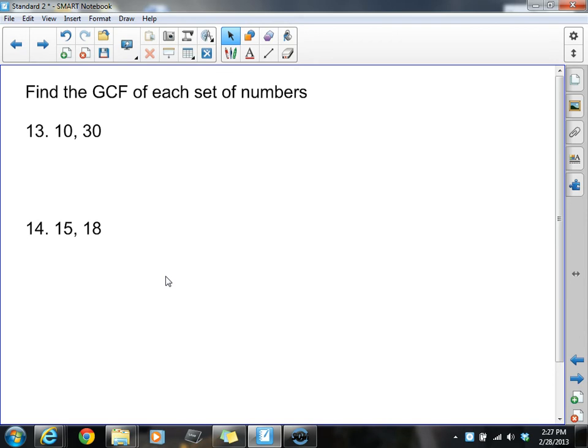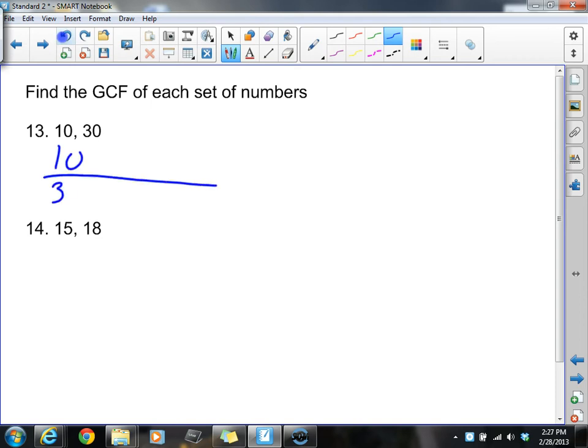With greatest common factor, what you're going to do is list out the two numbers. List them out. What I always do is go 10 and then 30. Make it a little chart like this. Now I'm going to list the factors of these numbers. Remember, factors are the numbers that, when multiplied together, equal whatever number we have. For 10, what two numbers multiplied together equal 10? Easy: 1 and 10.